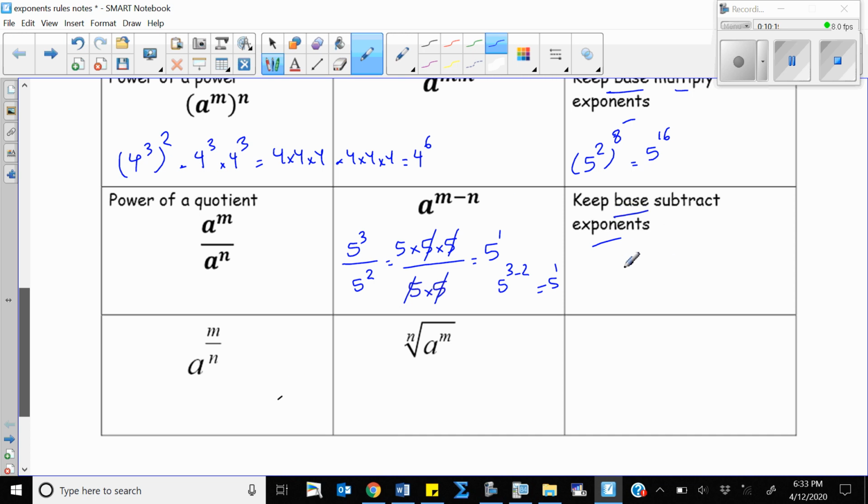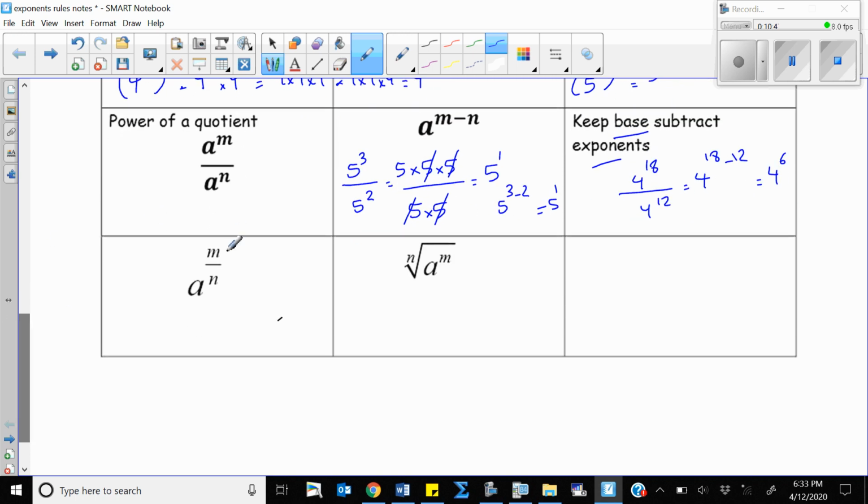Let's do another example. Let's say I have 4 to the power of 18 over 4 to the power of 12. Instead of multiplying 18 times on top and 12 times on the bottom, I'm just going to keep the base and subtract the exponents. 18 minus 12 will be 4 to the power of 6.